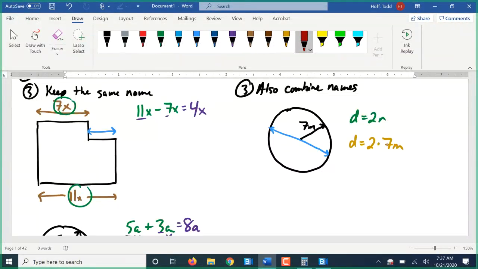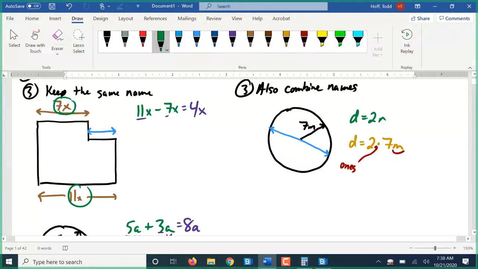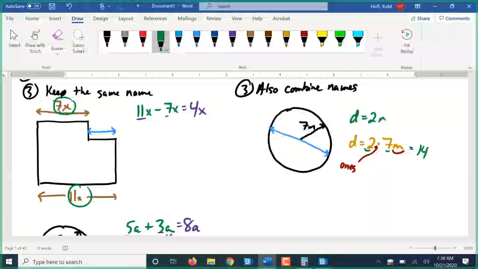Now, it's pretty obvious here that the name on the algebraic part, the 7m, is m. On the 2, the name isn't quite so apparent, but that's really just 2 ones. Remember, the place value of a regular whole number is its name. So when I multiply those out, I combine the counts. 2 times 7 is 14. Then I also combine the names. 1s times m, well, anything times 1 is itself, so that's just m.